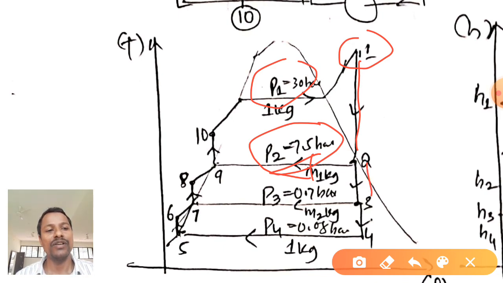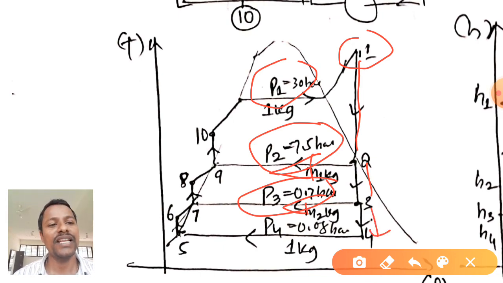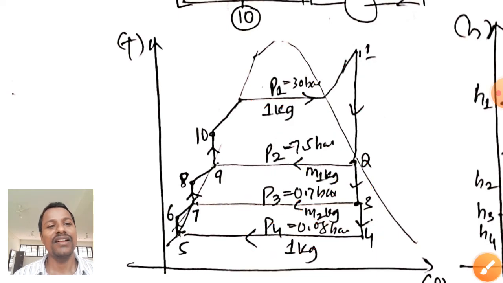At point 3 I am drawing again M2 kg from the steam turbine at a pressure of 0.7 bar, and again 3 to 4 is further expansion in the remaining stages of the turbine. At P4 of 0.08 bar it undergoes condensation.